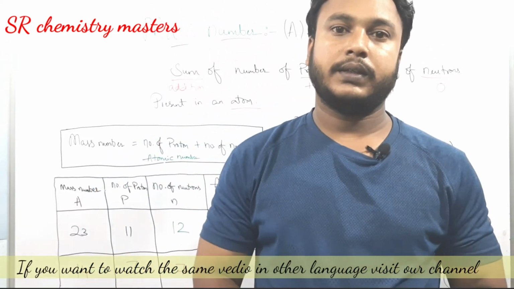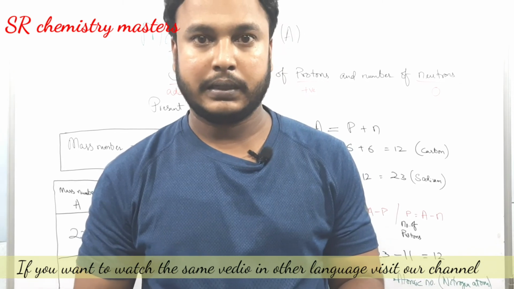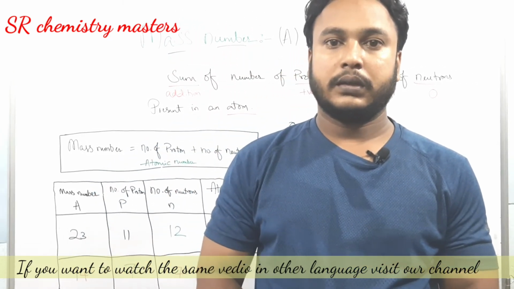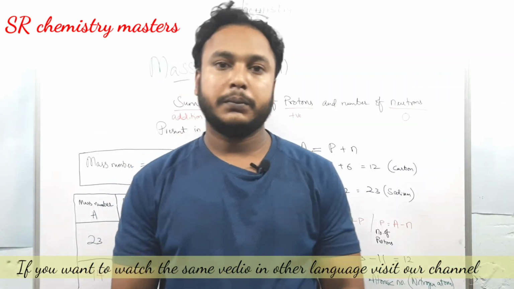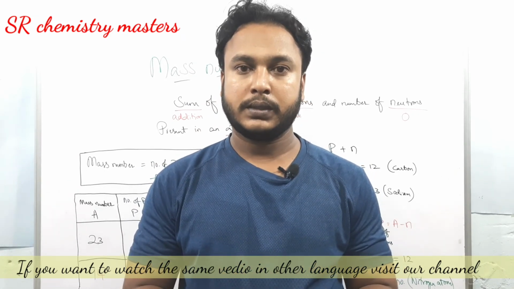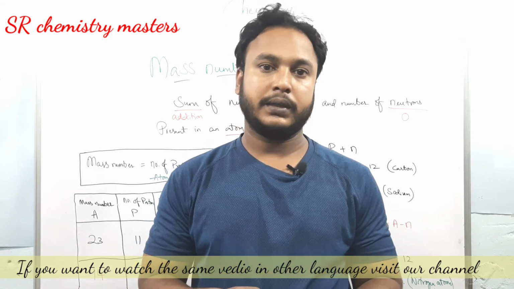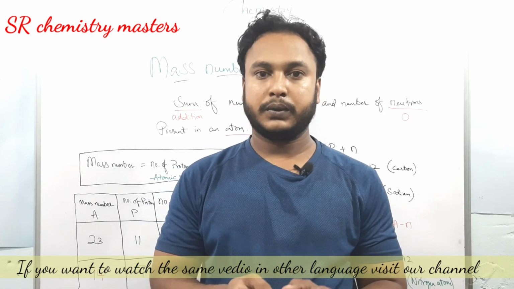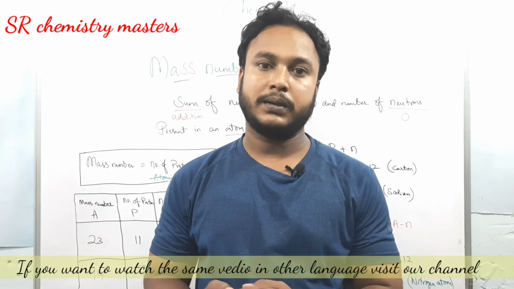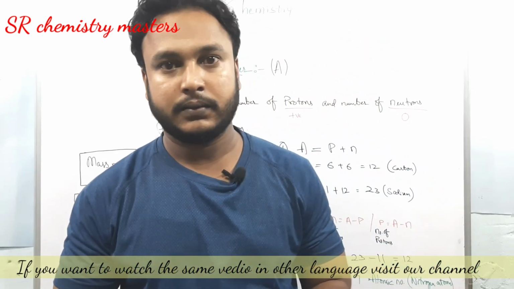In this video we have seen the different types of problems related to mass number and the definition of mass number. Always remember that mass number is the sum of the number of protons and the number of neutrons. Based on this definition, you can calculate the atomic number, number of protons, number of neutrons, and the mass number by using the types of problems which we have seen.